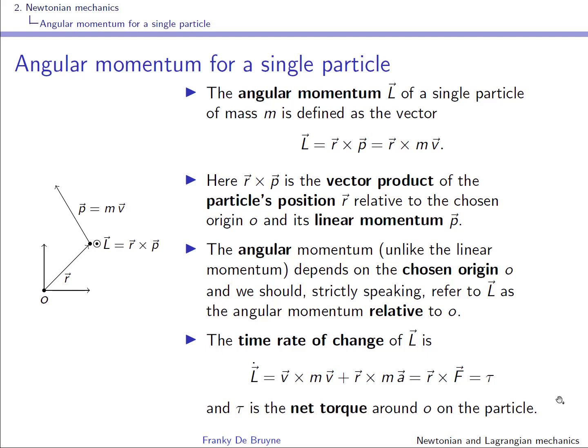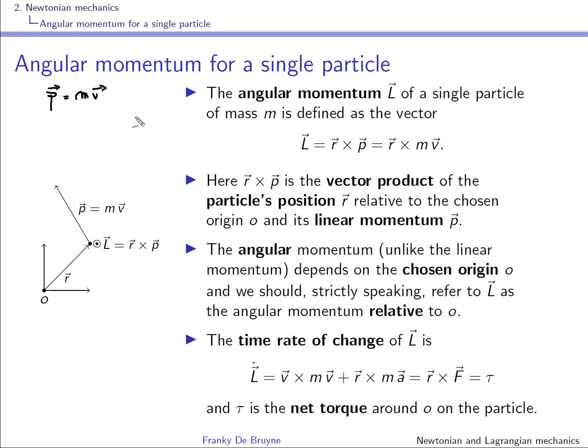So remember that we have introduced what is called the linear momentum, and the linear momentum is the vector p, and it's simply mass times the velocity vector. So in French we call this linear momentum quantité de mouvement.